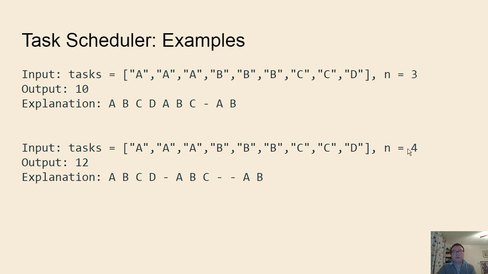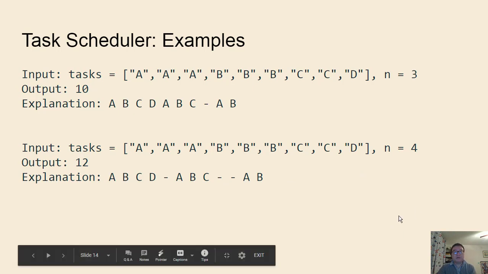And if n is 4, then we need 2 more units of time. We schedule A, B, C, D. And because n is 4, we need to have an idle even here. And then after this, we can have A, B, C, then 2 idle, and then we can schedule A, B.